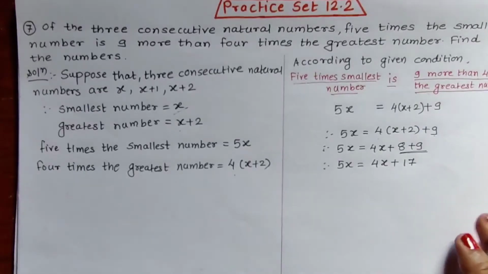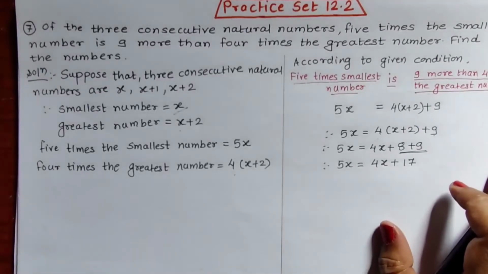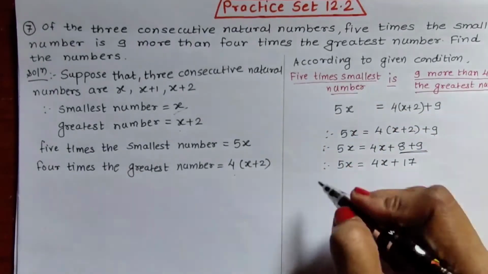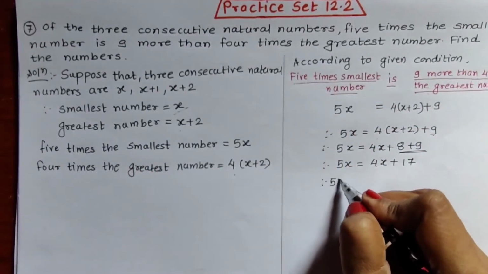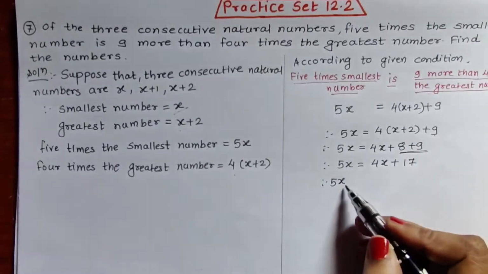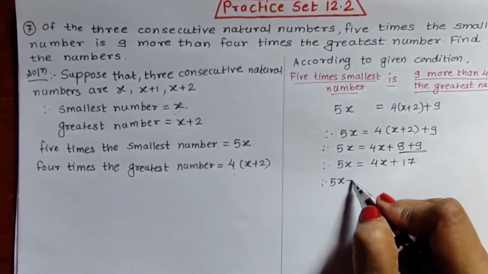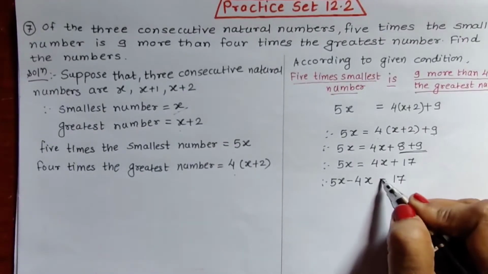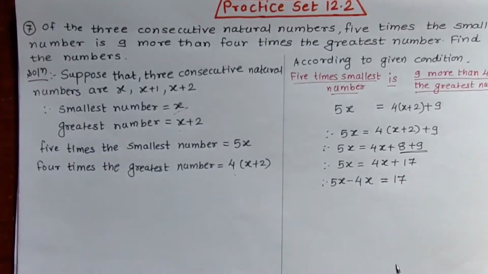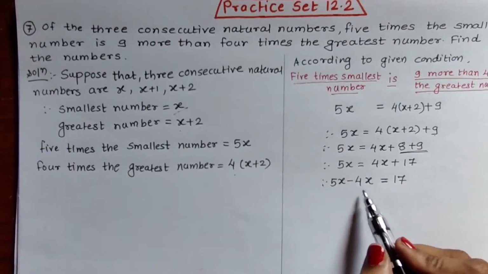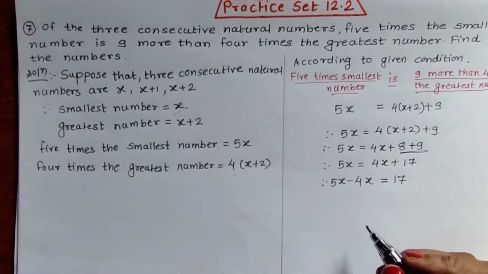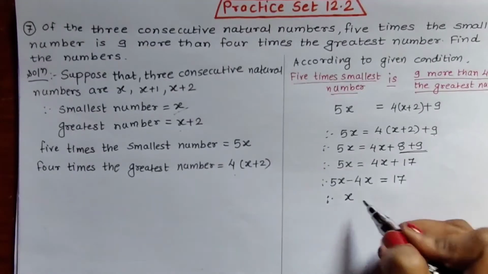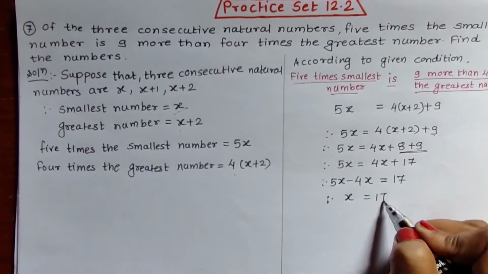Now we all know the constant term should be kept on right hand side and variable term should be transferred on left hand side. So 5x is already there. I write 5x as it is. This 4x I am going to transfer here. It is plus 4x. When I transfer it becomes minus 4x. Is equal to 17 as it is on the right hand side. Now 5x minus 4x, these both are like terms, can be subtracted. 5x minus 4x is 1x. 1 we don't write, it is only x. x is equal to 17.